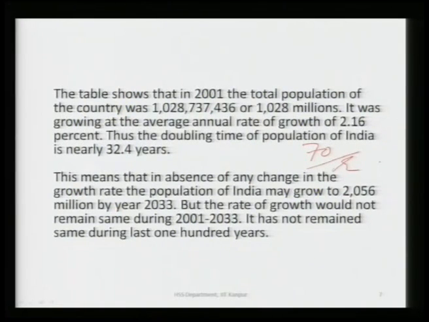So a population which grows at 2.16% doubles in 70 divided by 2.16 years, or 32 years' time. If the present rate continues, then India's population will double in 32 years' time. Means 2001 plus 32, in 2033 India's population will be more than 2 billion. If this rate continues, this rate will not continue, we know. We expect that the rate of growth of India's population will decline. But if it continues, then in 2033 you have more than 2 billion population.